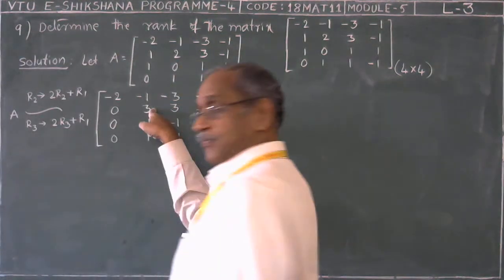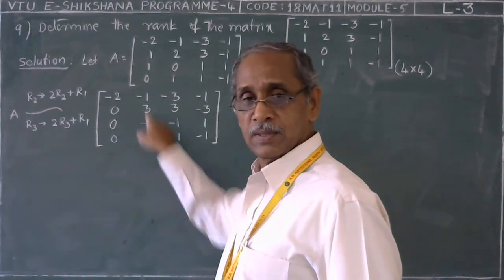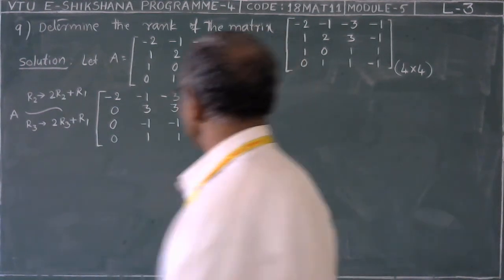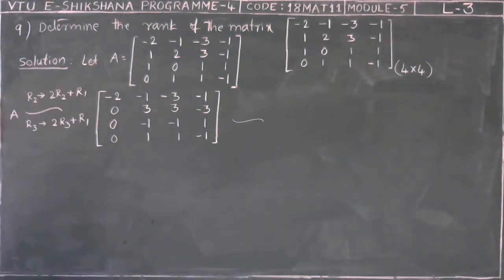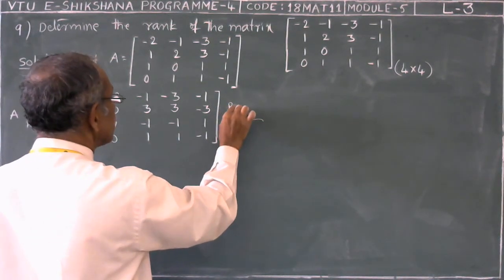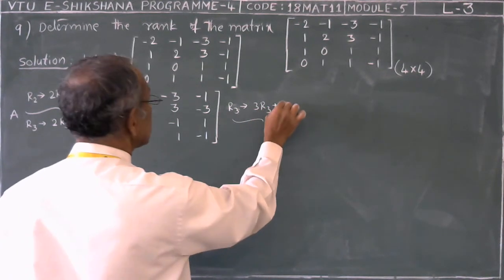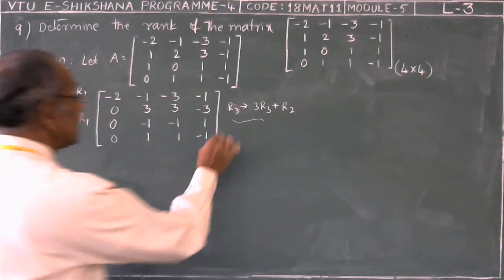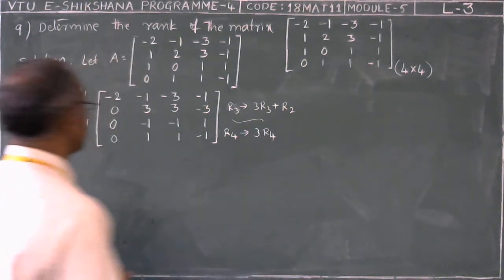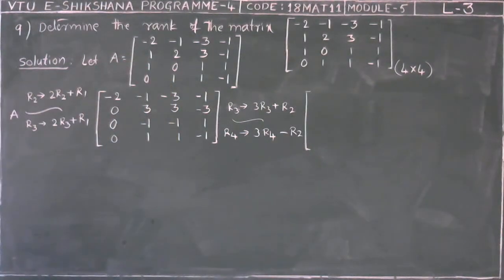Okay, so now this is the leading entry. To make these two entries 0, I can use R4 and make these entries 0 and then interchange. That is also possible, but otherwise also okay. So what we can do to make this 0: R3 will change by the operation 3 times R3 plus R2, because there is already a minus sign. Similarly, R4 will change with the operation 3 times R4 minus R2. So again another equivalent matrix with this operation.